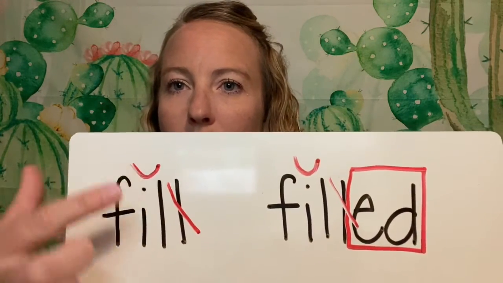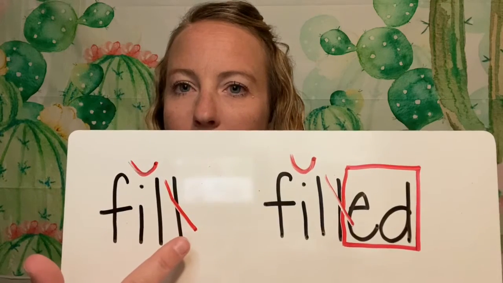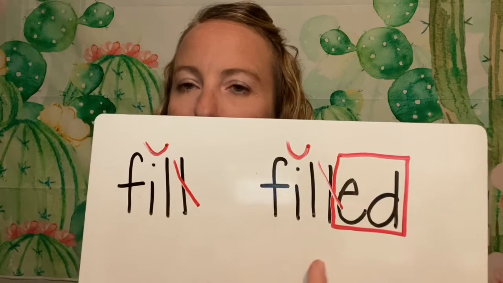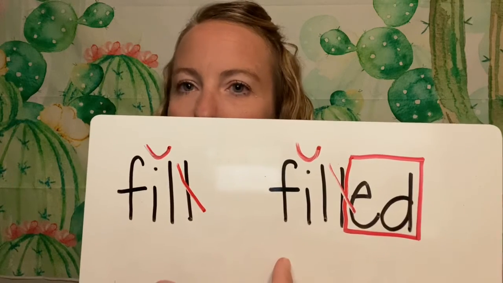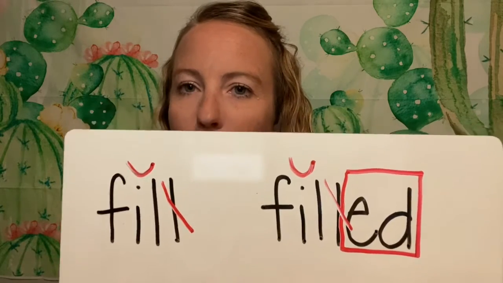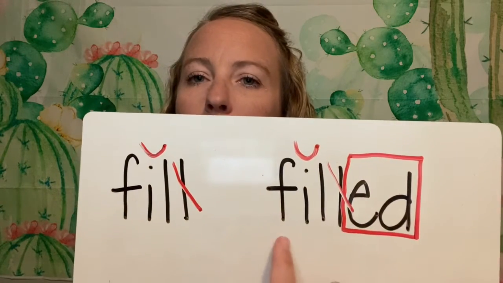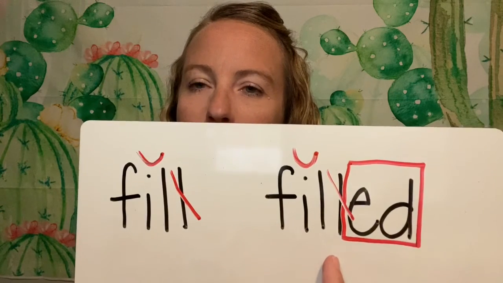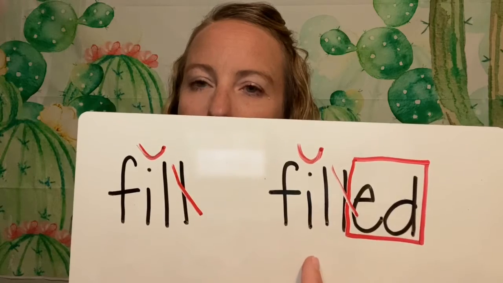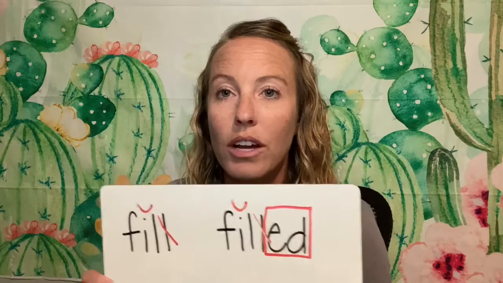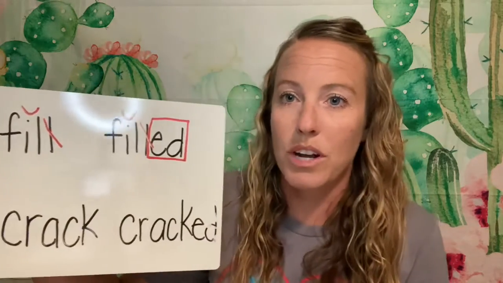Coded with a breve. It's a twin consonant, so one gets crossed out. Then you're going to look at the filled, the past tense of it. It already happened. Filled. You're going to fill the bucket, and you filled the bucket. So you have boxing the ED, crossing out one of the twin consonants, and coding the vowel with the breve. Great job, guys.